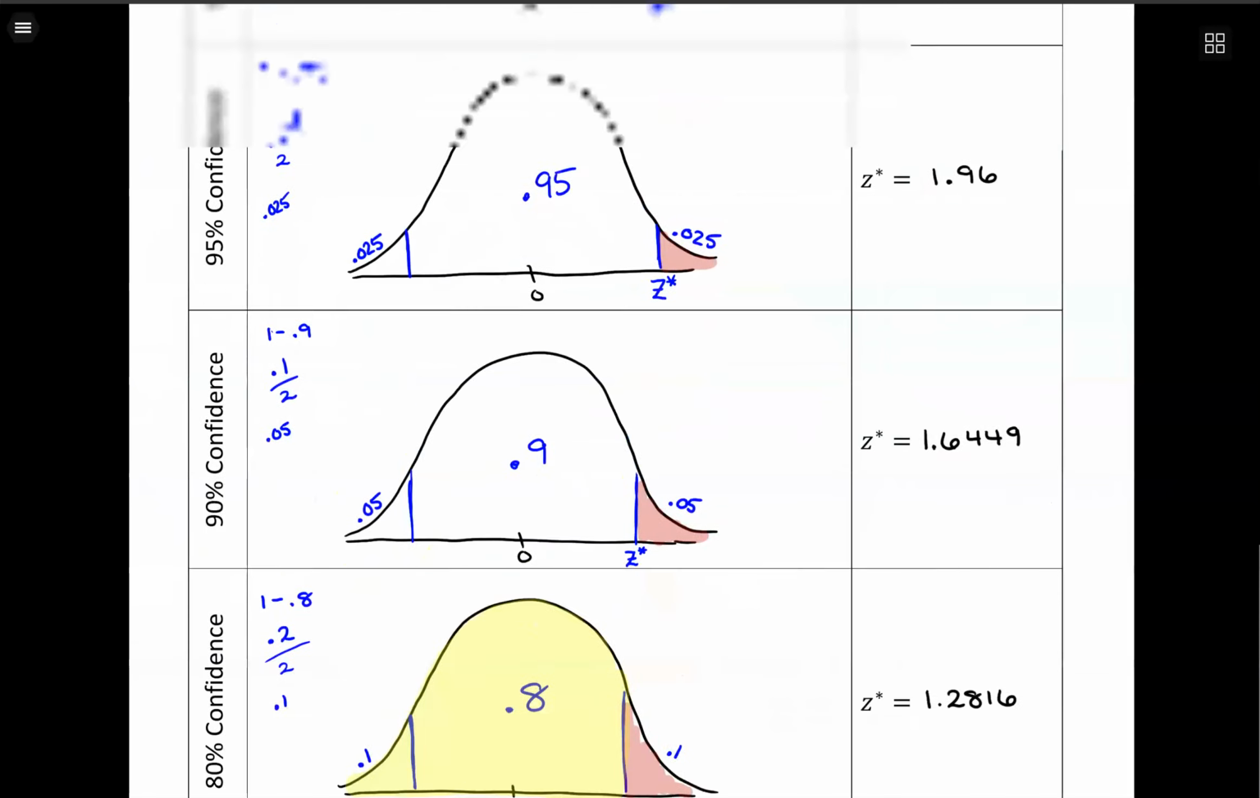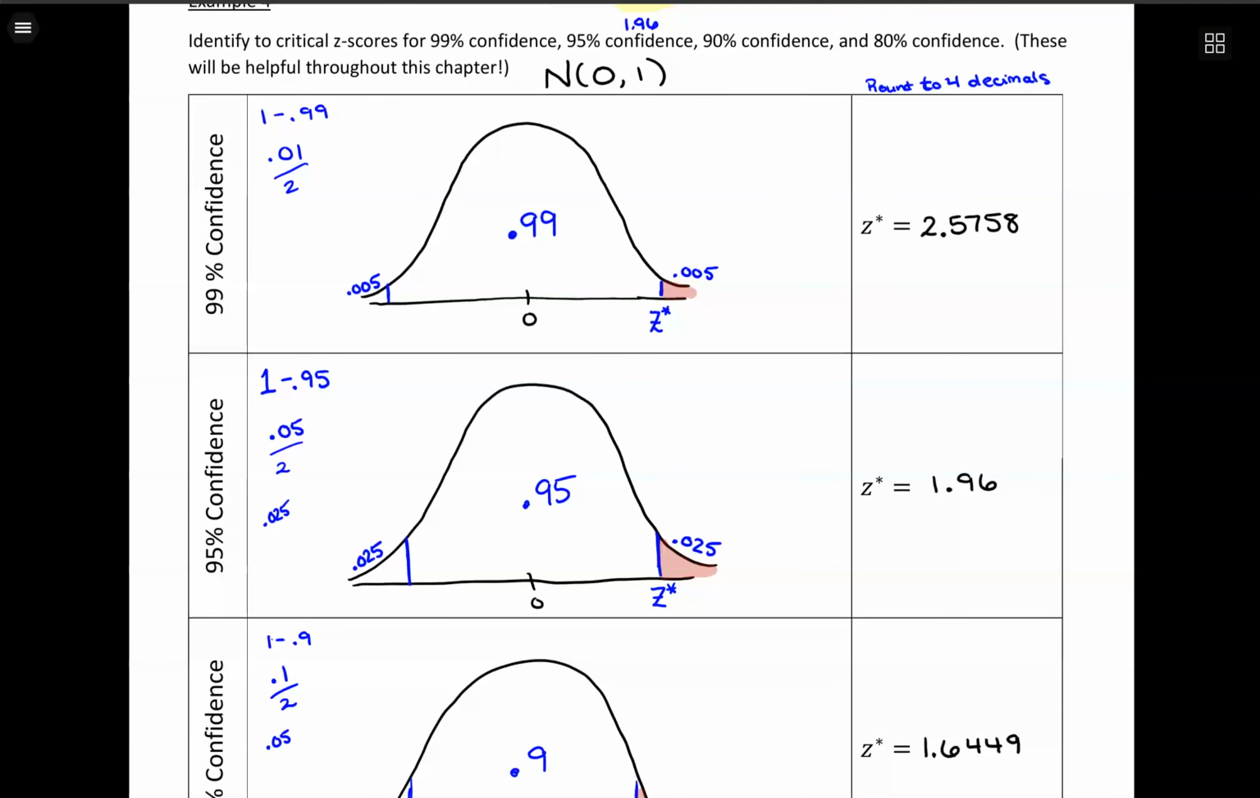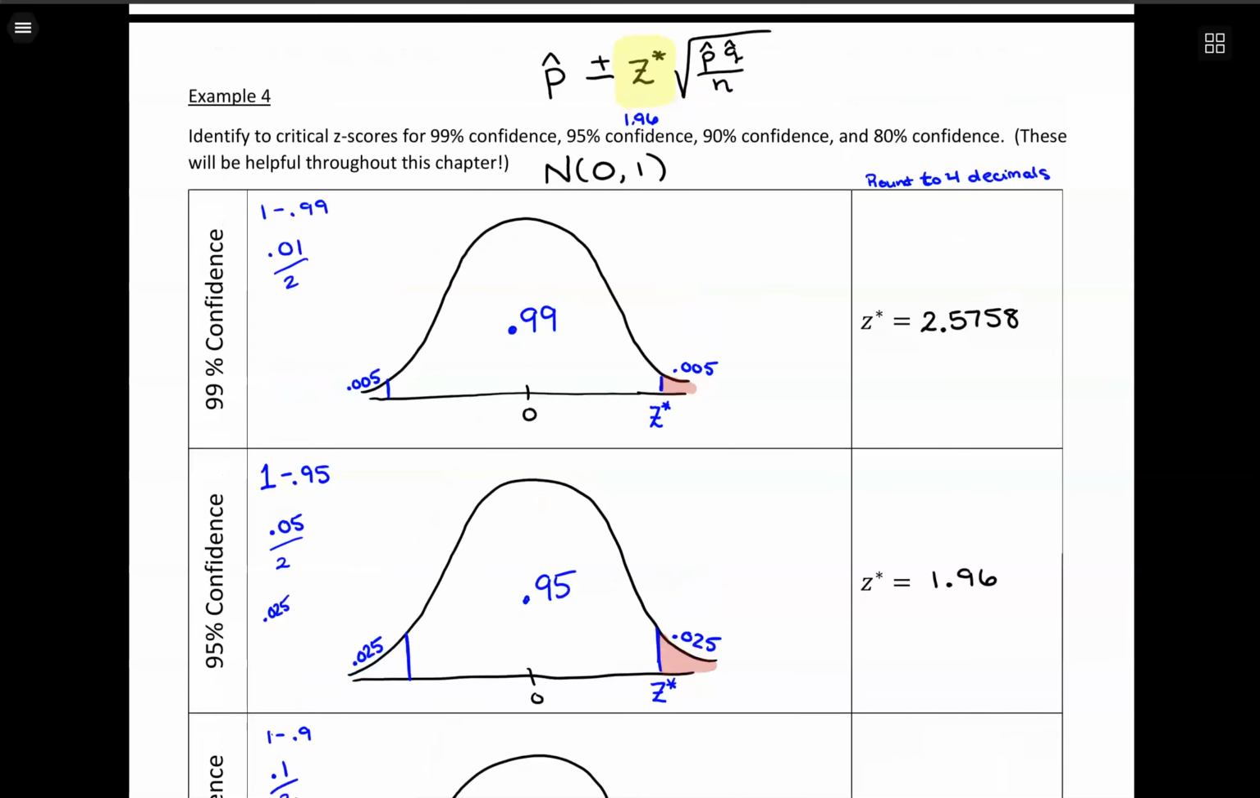So write down these z-scores so that you can easily refer to them through the other problems. Otherwise, at least for these, you won't have to calculate them again. You can just refer to this sheet and grab them for when you're using the formula. But again, if you have something like 96% confidence, you can go through this process to find that critical z-score.